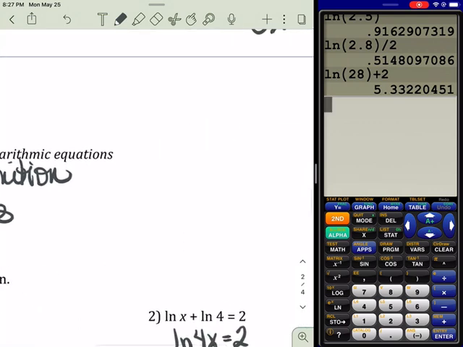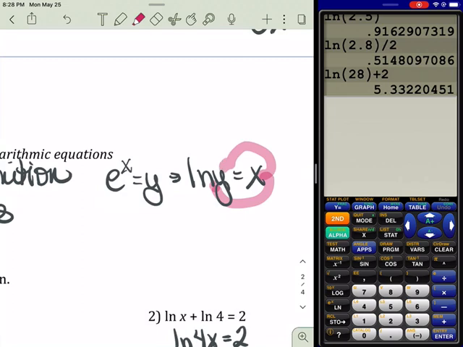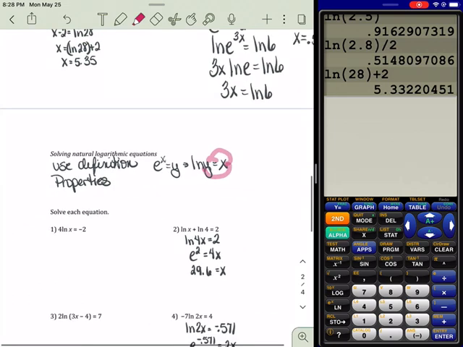When I say using the definition, you just have to remember that e to the x is equal to y is the same thing as saying ln of y is equal to x. So if I start out with ln, remember that's base e, so I'm going to go base e to the x, base e to the x is equal to y, and that's what we're going to use.